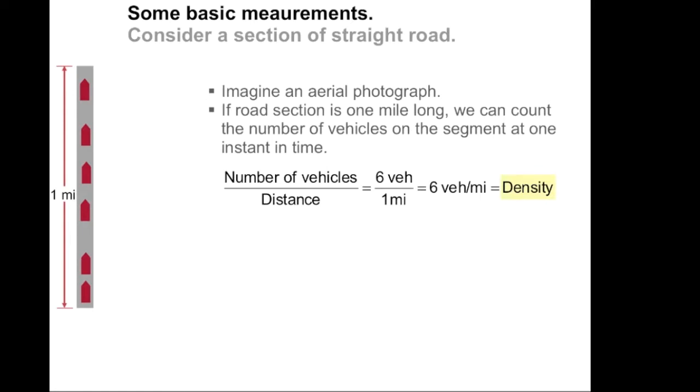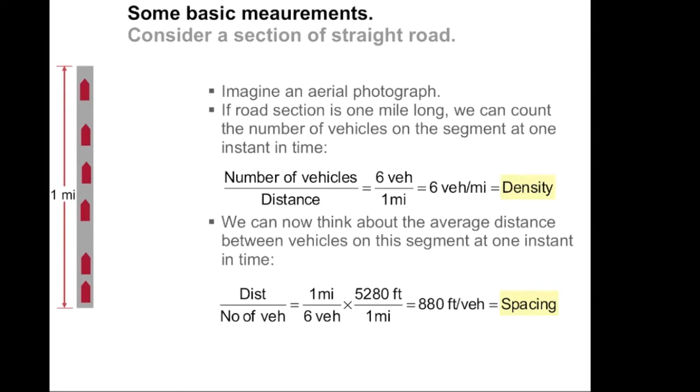So how densely occupied is this roadway section? I mean, a 1 mile section with only 6 vehicles on it is not very dense. Usually if you're stuck in a traffic jam, the density would be much, much higher. So if we know the average density, we can think about what the average distance between vehicles might be on this segment. So the total distance is 1 mile. How much of that 1 mile stretch is on average devoted to each particular vehicle? So you take 1 mile divided by the number of vehicles, 6 vehicles, and we'd like to convert that into feet per vehicle, so 5,280 feet equivalent to 1 mile. So this means that each vehicle is allocated an average of 880 feet. So that's something that we call the spacing.